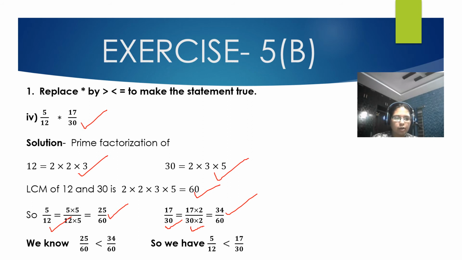Now we have the same denominator 60. Having the same denominator, the smaller numerator is lesser than the bigger numerator. So here 25 is less than 34. So 25 divided by 60 is less than 34 divided by 60. And 25 divided by 60 is the equivalent fraction of 5 divided by 12. And 34 divided by 60 is the equivalent fraction of 17 divided by 30. So 5 divided by 12 is less than 17 divided by 30.